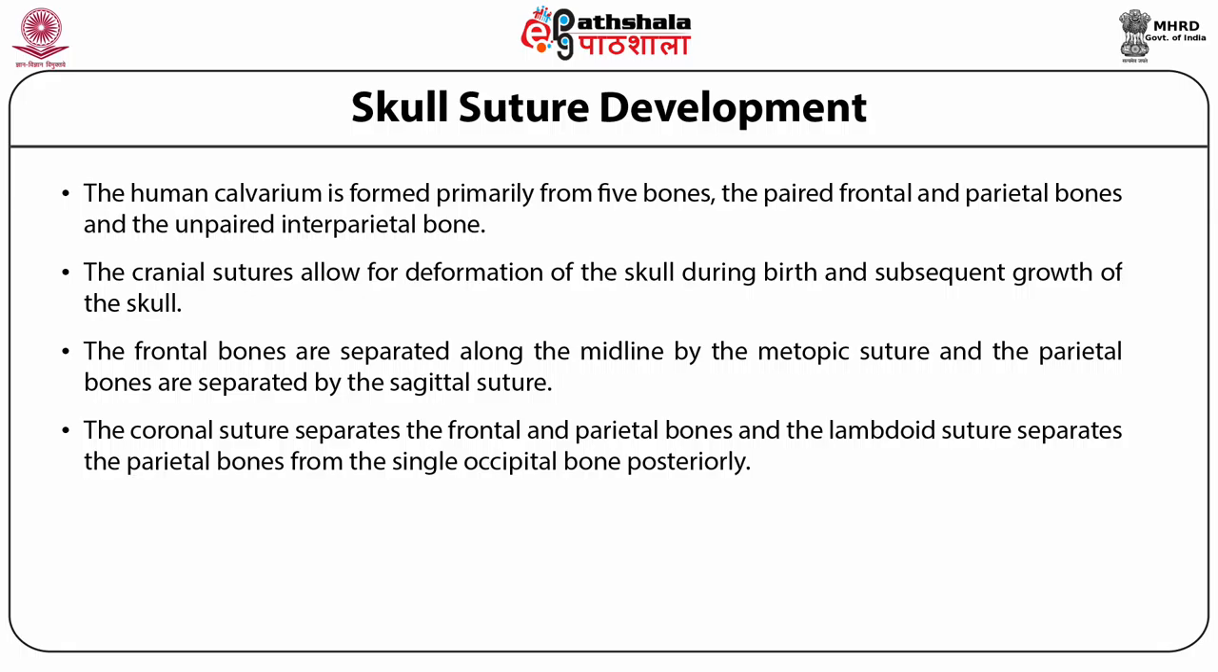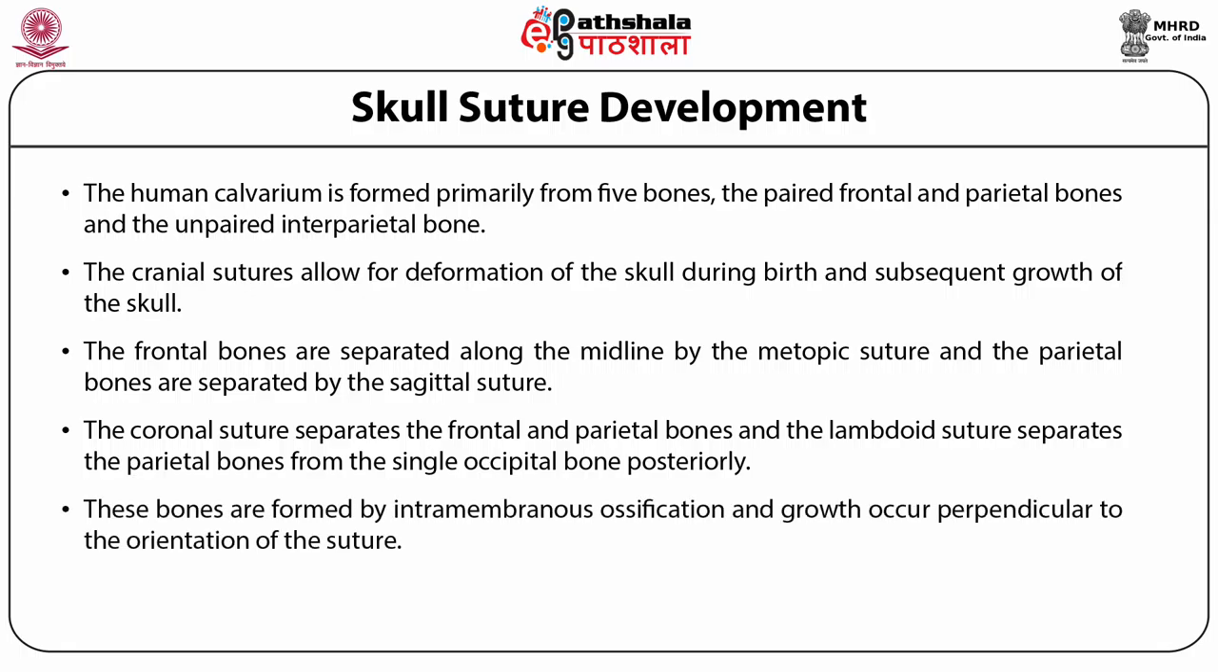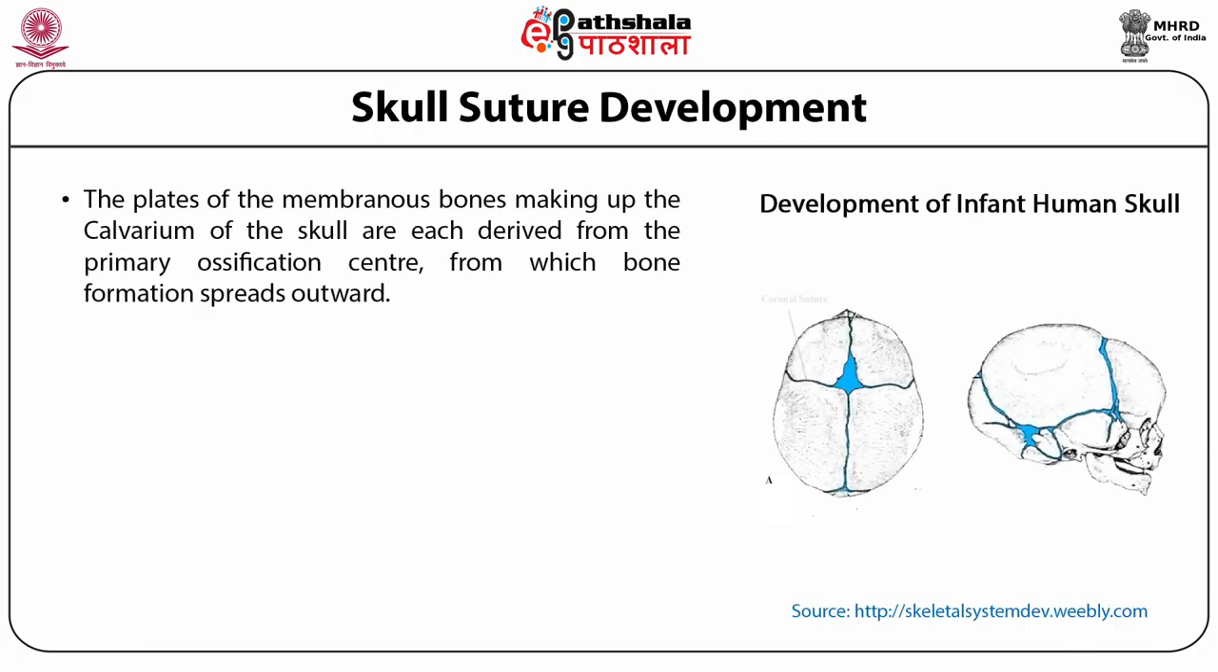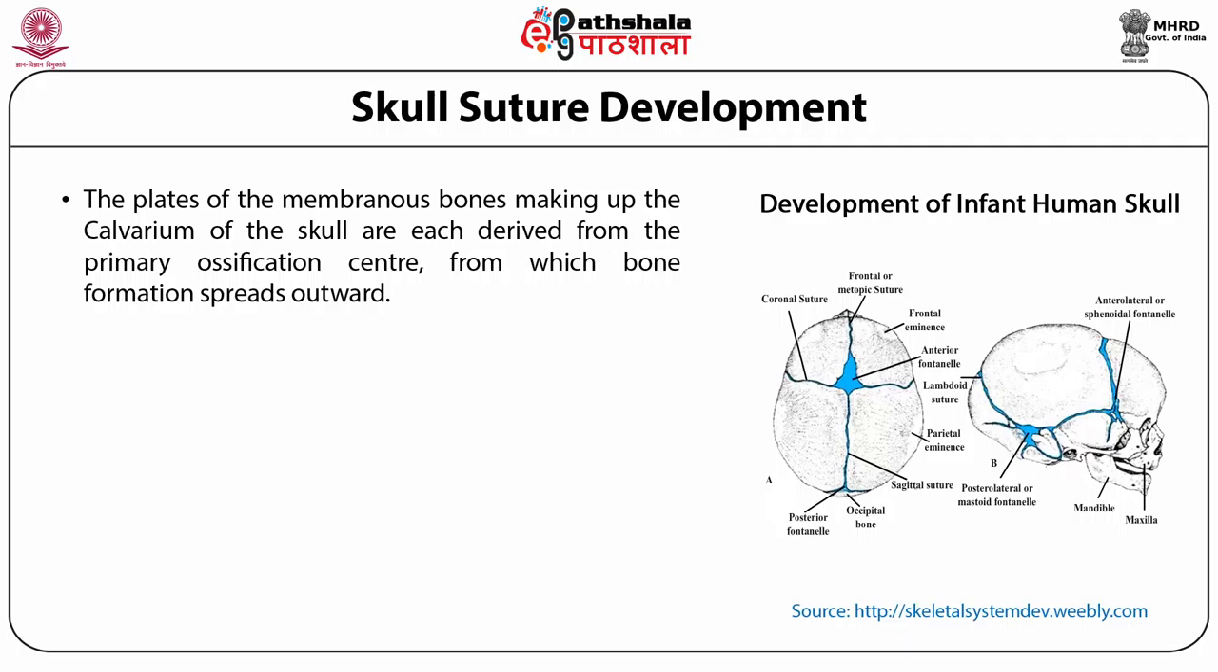These bones are formed by intramembranous ossification, and growth occurs perpendicular to the orientation of the suture. In normal development, the metopic suture undergoes fusion during the first year of life, while other sutures fuse at various times during adulthood. The plates of membranous bones making up the calvarium of the skull are each derived from the primary ossification center, from which bone formation spreads outward.